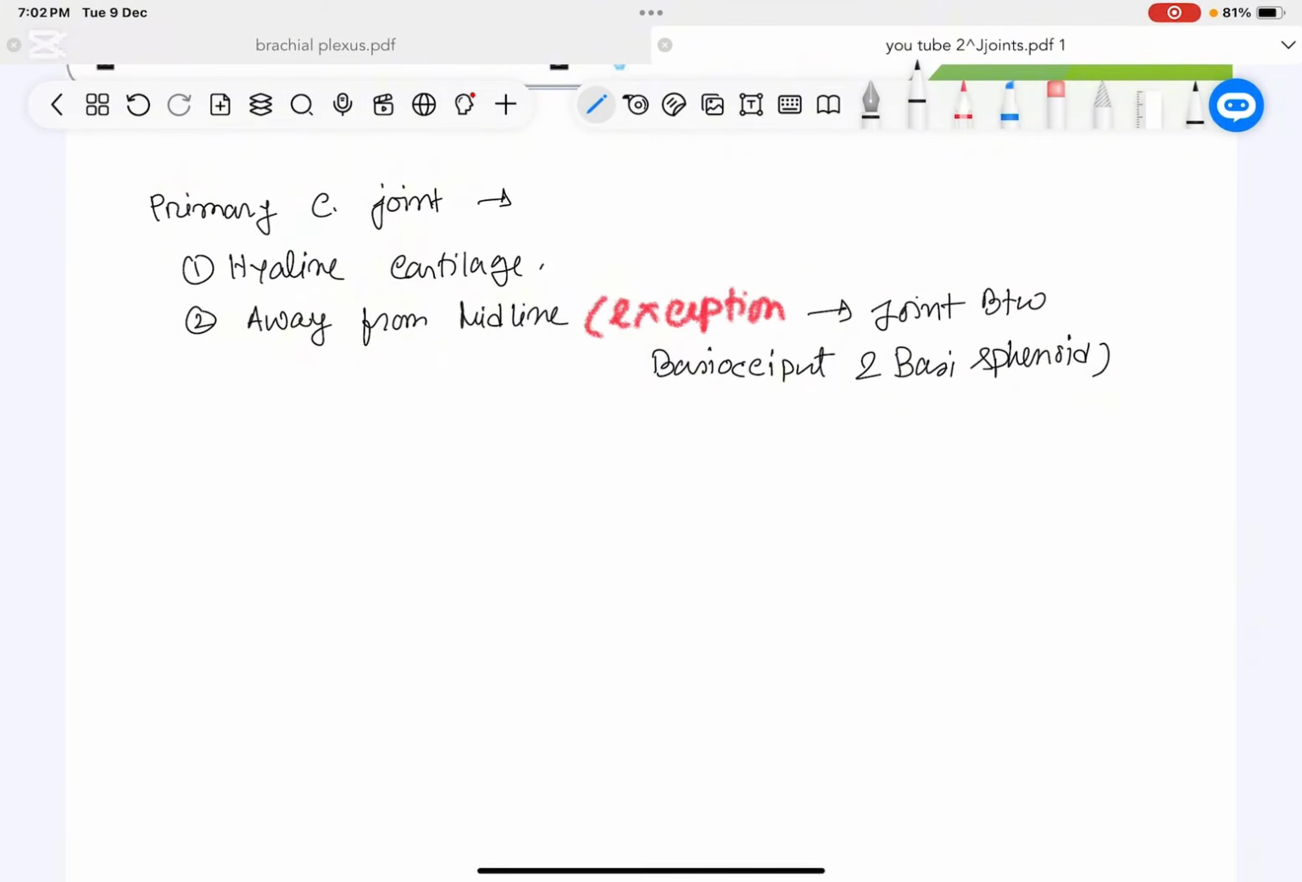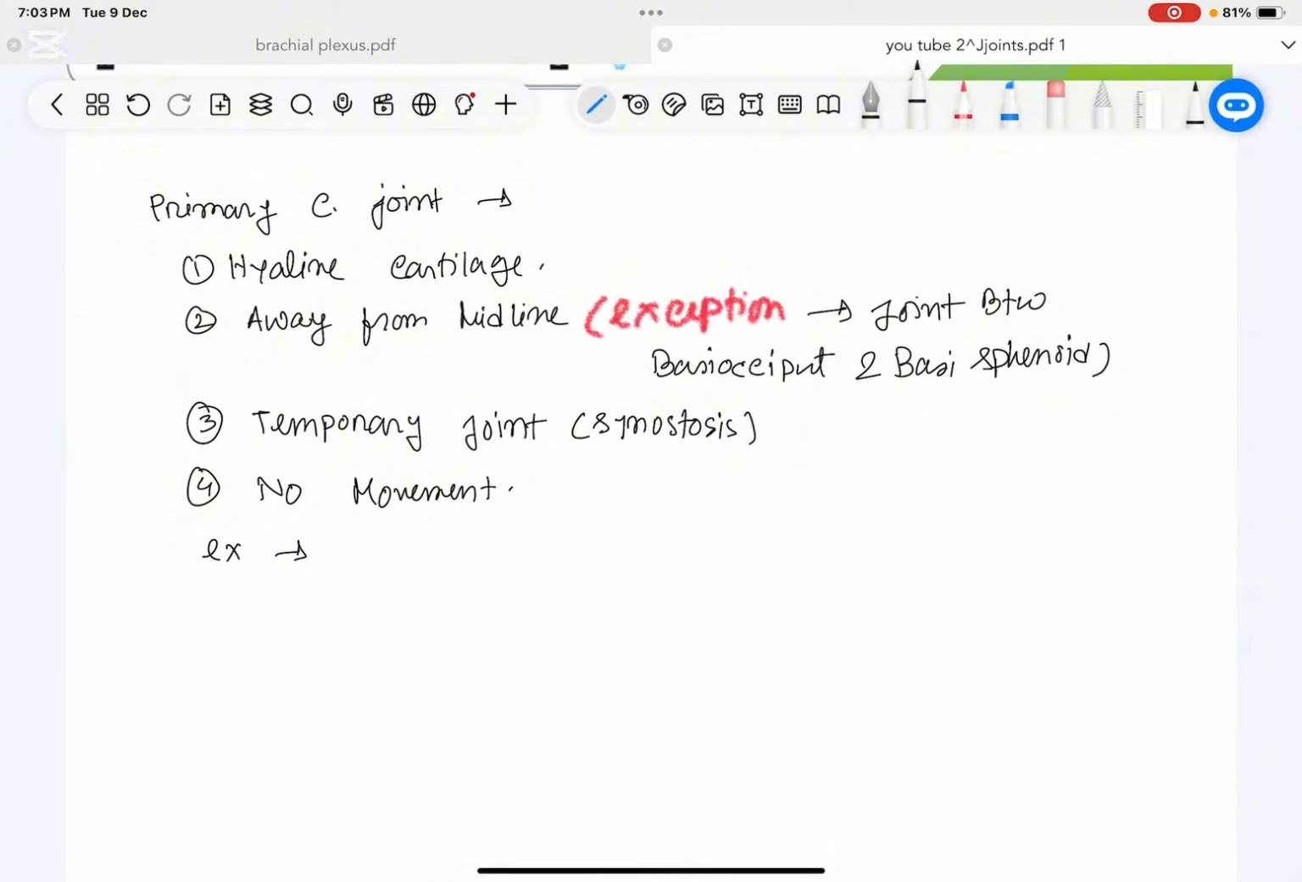This is the exception which is in the midline. The third point related with this primary cartilaginous joint is it is a temporary joint. So, as it is a temporary joint, that means the joint with age will be converted into bone, and the process of this we are saying is called synostosis. Then one more property related with the primary cartilaginous joint we have to remember: no movement. What are the examples?